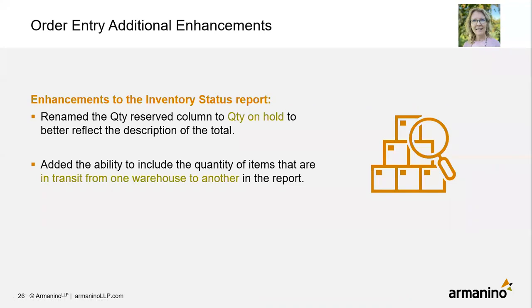Another order entry enhancement is on the inventory status report. They've renamed the quantity reserve column. They're calling it quantity on hold now. And they've added the ability to include the quantity of items in transit from one warehouse to another in the report. So a couple more checkboxes and features are available in that inventory status report if you're using that one.